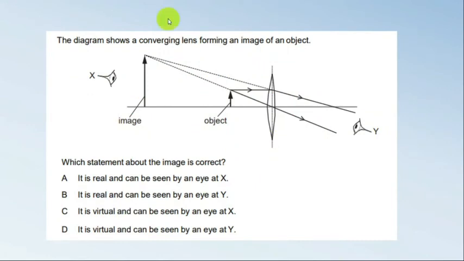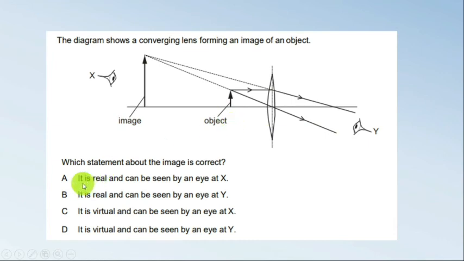The diagram shows a converging lens forming an image of an object. Which statement about the image is correct? Okay, let's together look at this case. You remember this case? This is the case for a magnifying glass. We only have one case here, with the image on this side. So, you remember the properties of this image? What are they? Upright, larger than the object, virtual, and what's also the same side as the object.